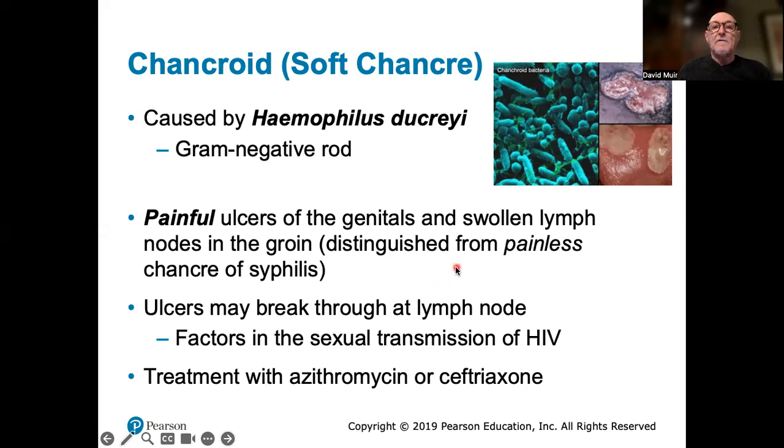It infects the lymphatics as well. So it can break through into a horrible sort of ulcerative appearance at the lymph node. Again, it is treatable. One of the reasons why it is so important is that it often appears in conjunction with HIV infection and may be important in transmission of HIV from person to person.